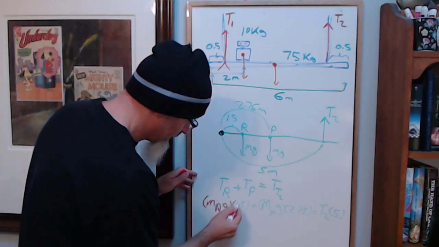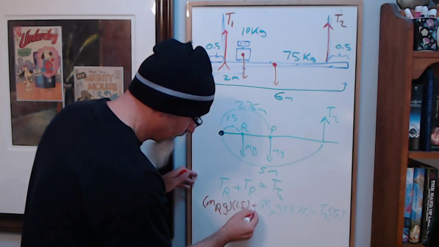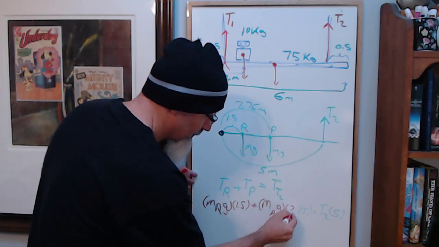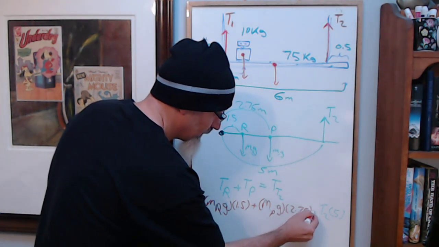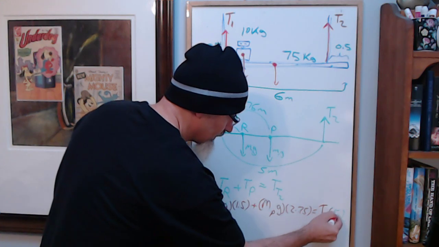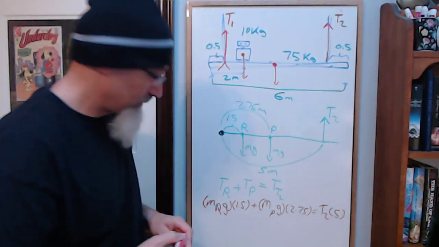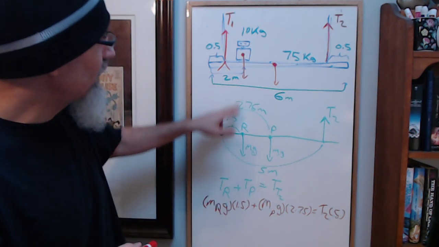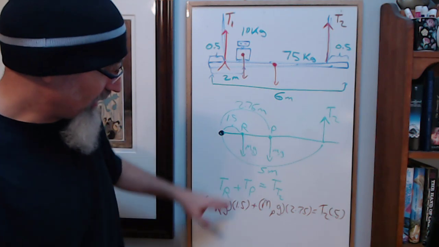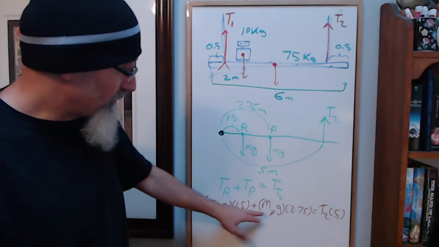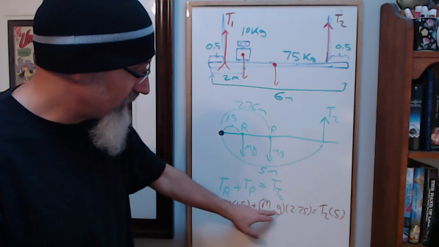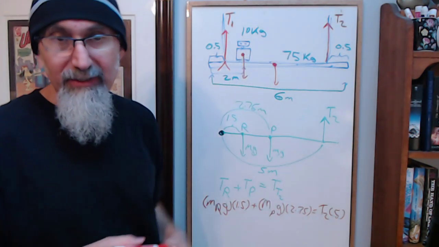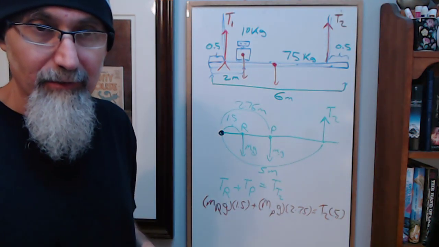MRG, 1.5 plus MPG, 2.75 is equal to T2 times 5. Right? And then all we do is just plug in the mass of the robot is 10, gravity is 9.8, the mass of the plank is 75 times 9.8. Those are just numbers. You divide by 5 and you got your tension on 2, right?